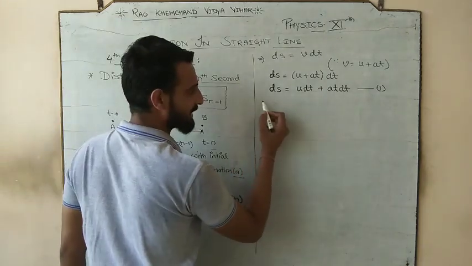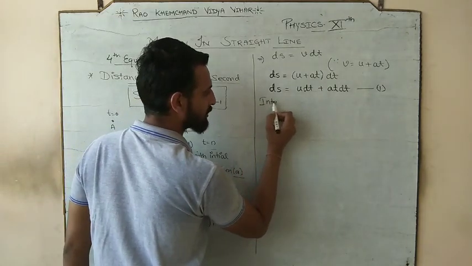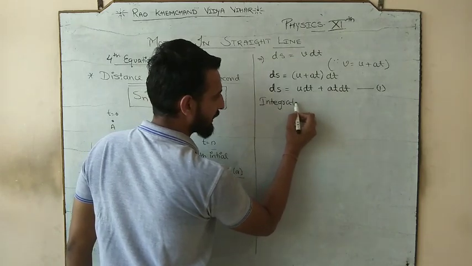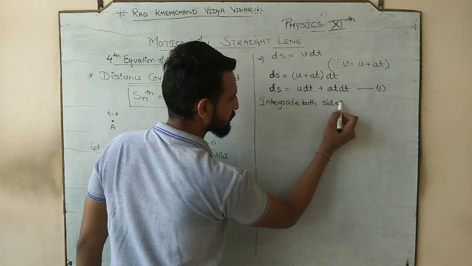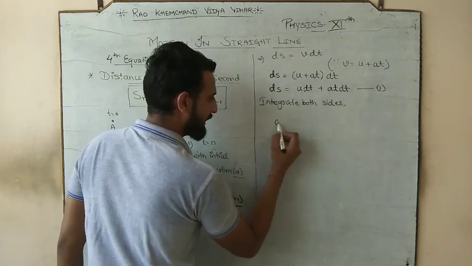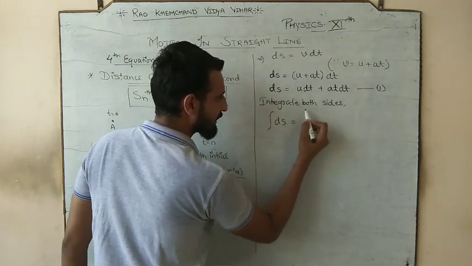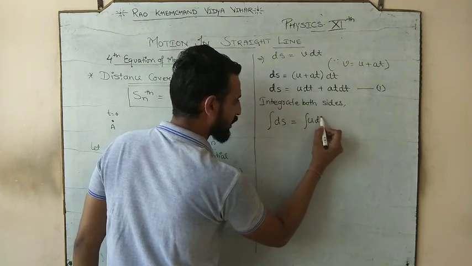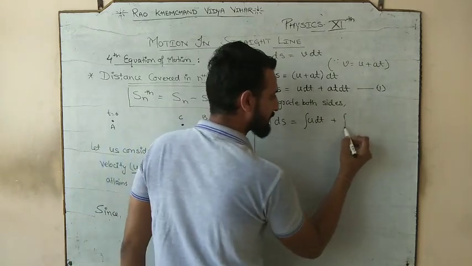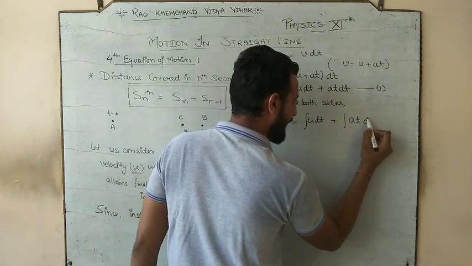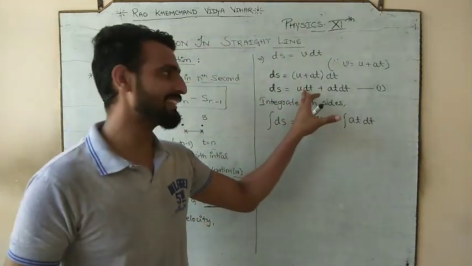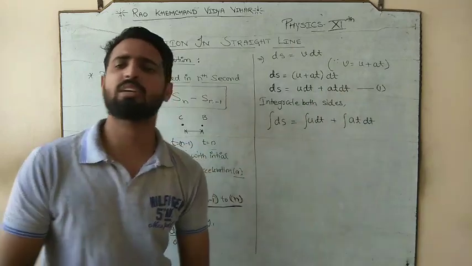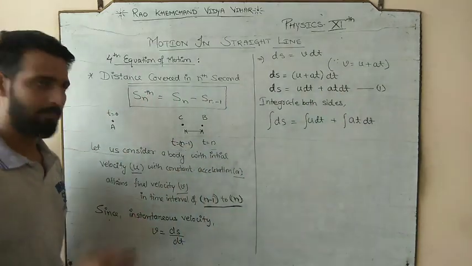So now what is the next step? Integrate both sides. Okay, so integration of ds is equal to integration of u dt plus integration of at dt. By the rule of integration, on the right hand side we have two terms, so we are going to integrate both of them separately.